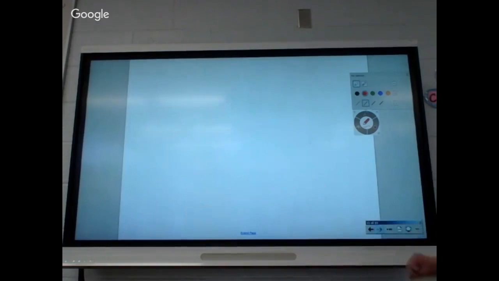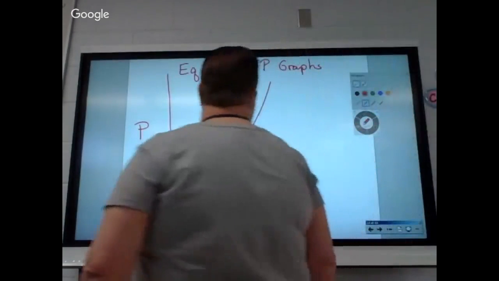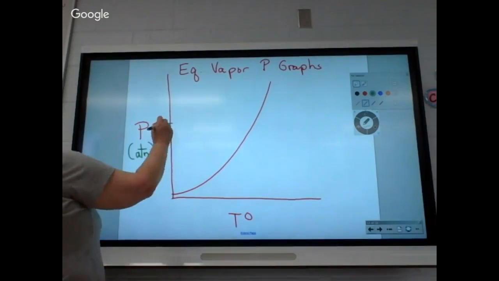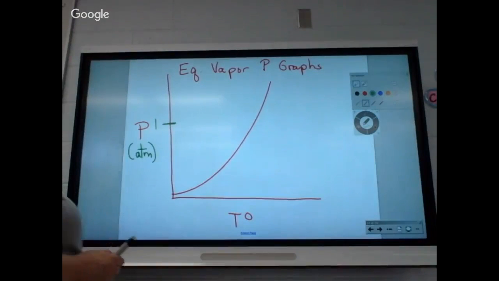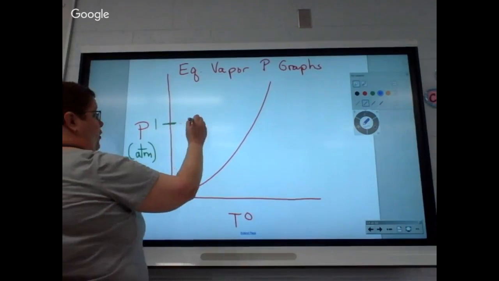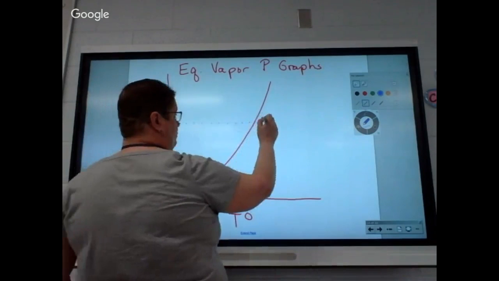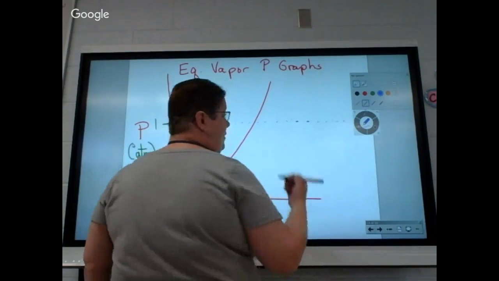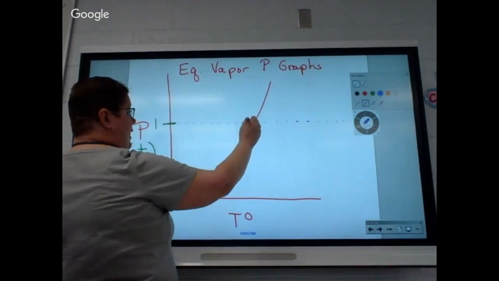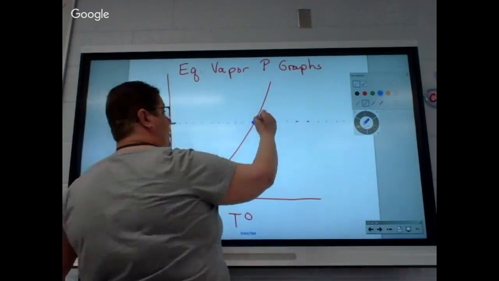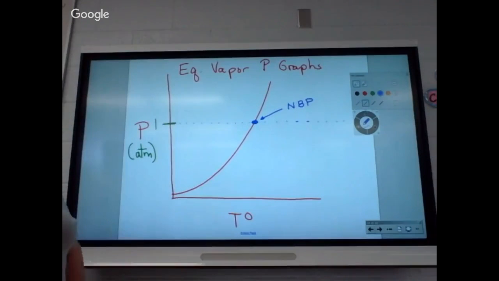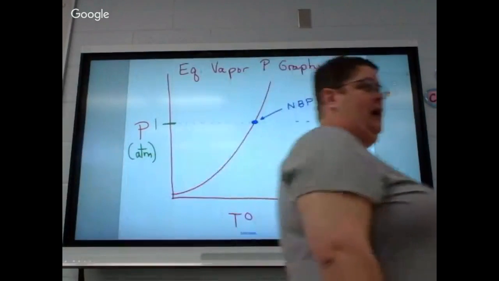All right. So Tiffany said do it in ATMs, so let me make it ATMs. Let's make one right here. Now, whenever you have this graph, draw in a line at one ATM. Draw it all the way across the graph. You'll do the same thing on the phase diagram tomorrow when I teach it. The intersection right here of the line we just drew in and your graph is the normal boiling point. Does everybody see how I found it? I drew a line straight across the graph at standard pressure.